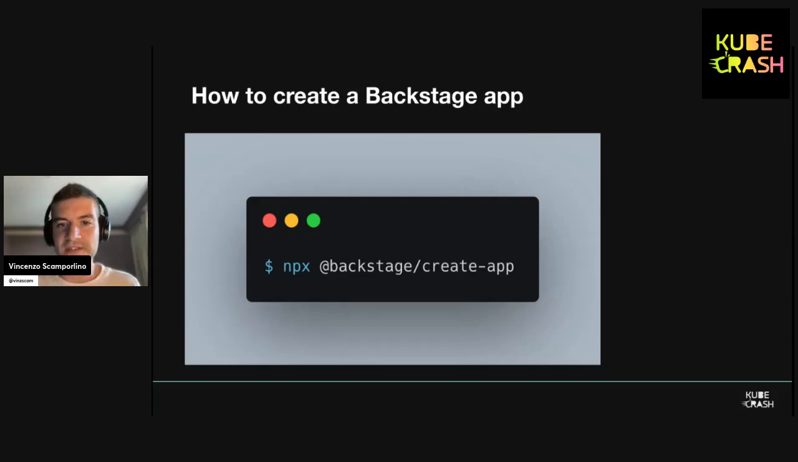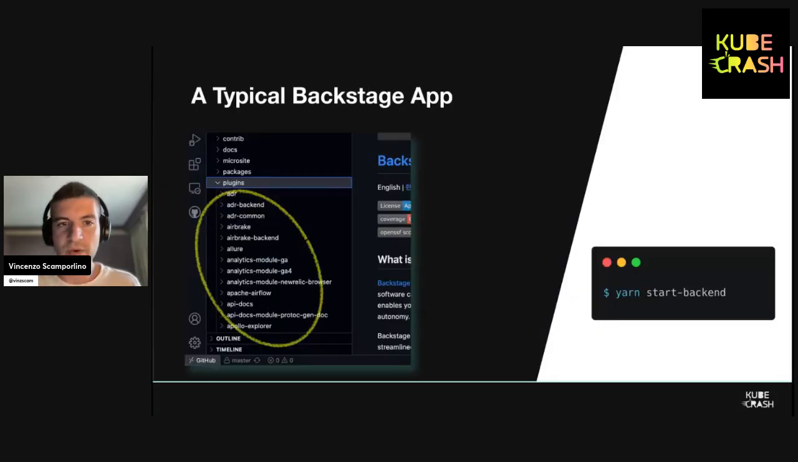Then if you look at the structure of your project, you will notice that there is a plugins directory in your repository, which is the place where you can start building your own custom plugins in order to start building your developer portal on top of Backstage. And with your custom plugins, you can also install open source plugins directly in the repository.